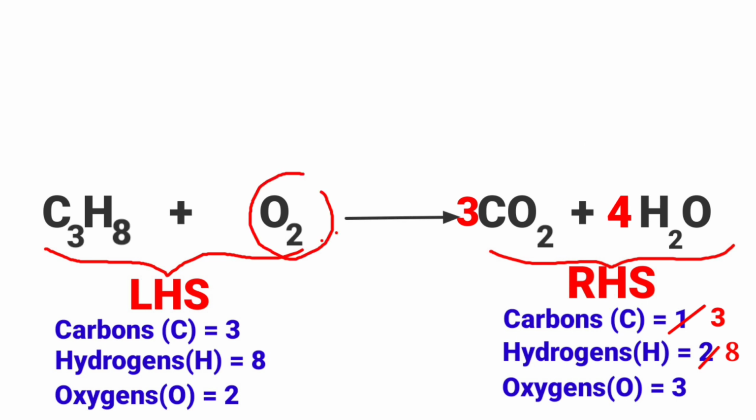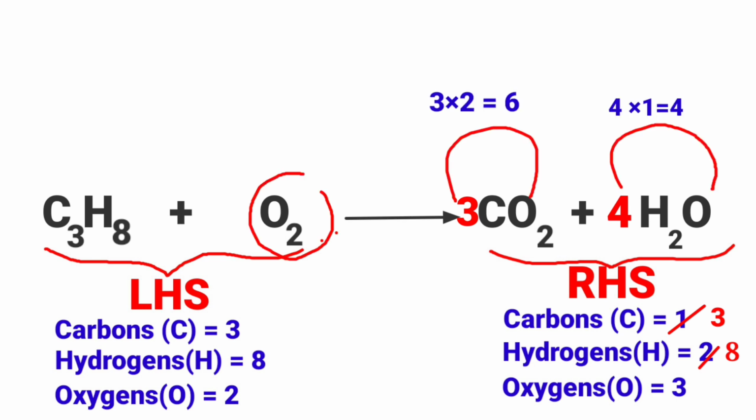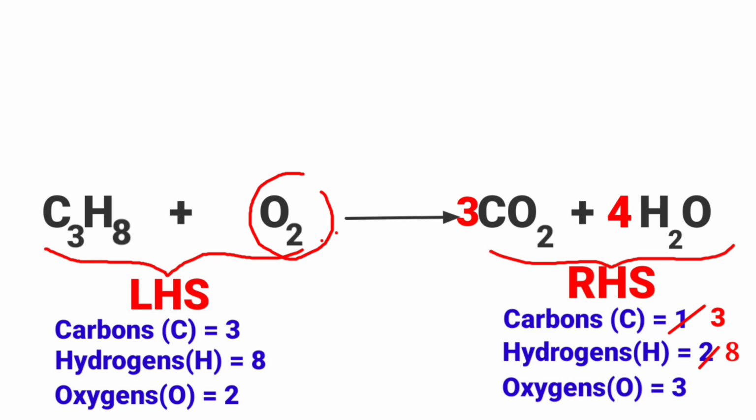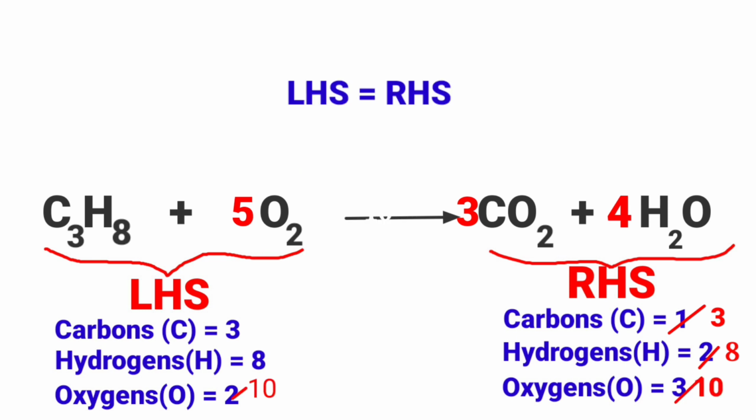Finally, look at the number of oxygen atoms. There are 2 on the left side but 10 on the right side. By adding a coefficient of 5 to the oxygen on the left, the oxygen atoms get balanced. Okay, this equation is balanced.